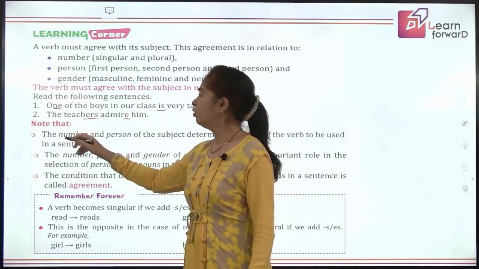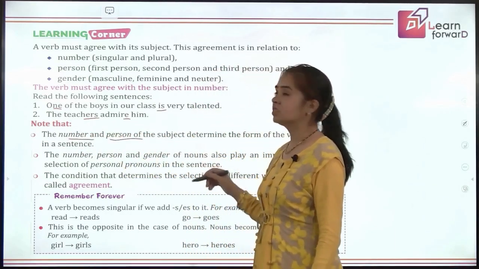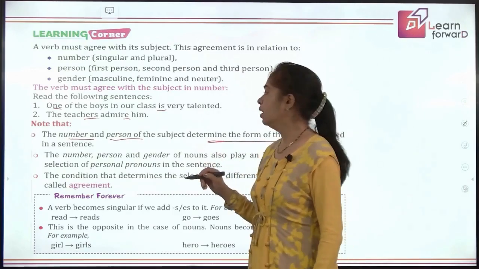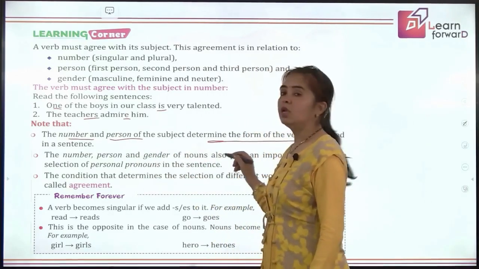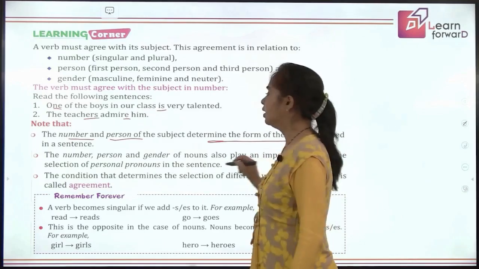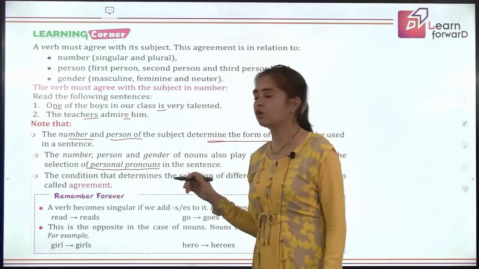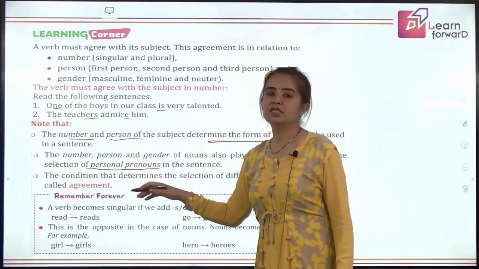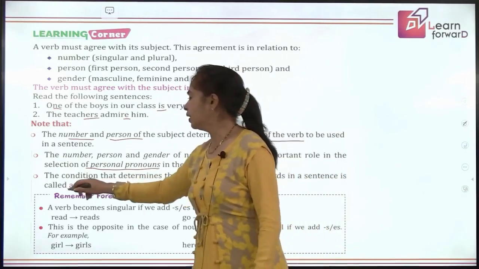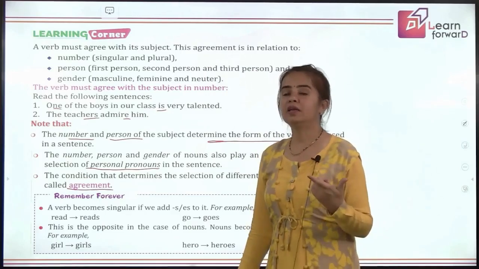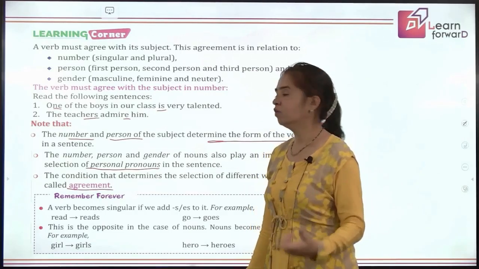Now what you have to remember is the number and person of the subject determines the form of the verb to be used. The number, person, gender, they also play an important role in the selection of personal pronouns. I just told you while starting this topic. And then this is what we mean by agreement, right? It can be agreement of pronoun, it can be agreement of subject and verb.